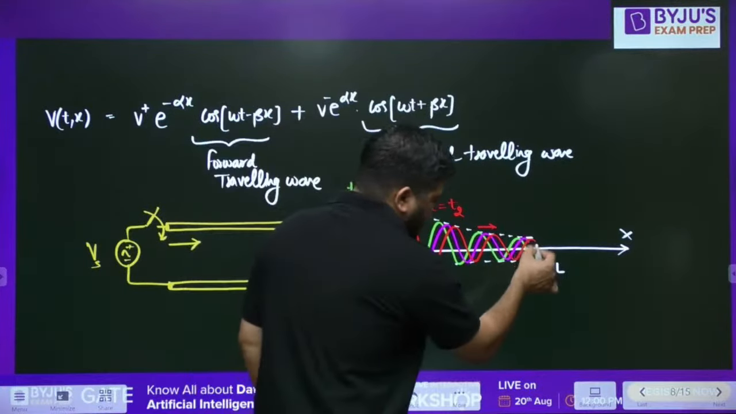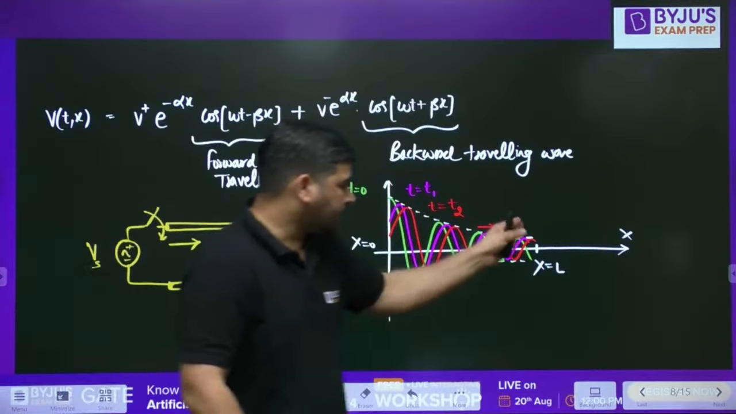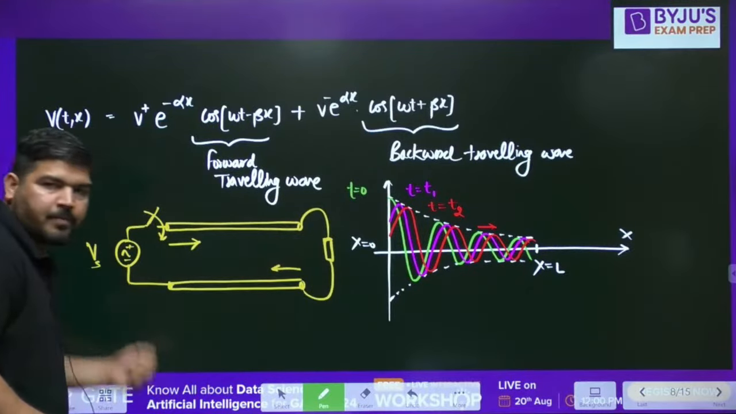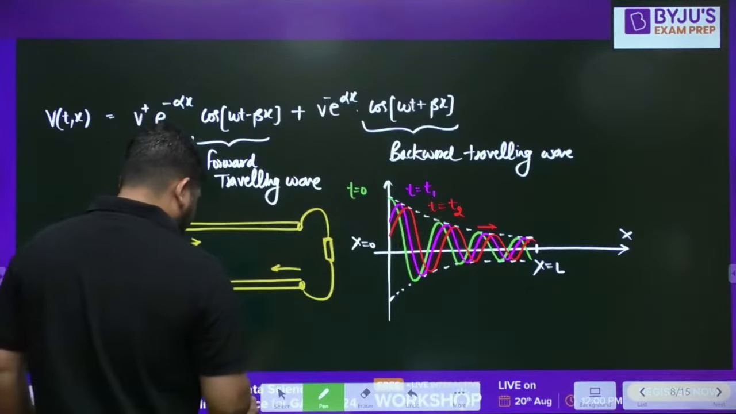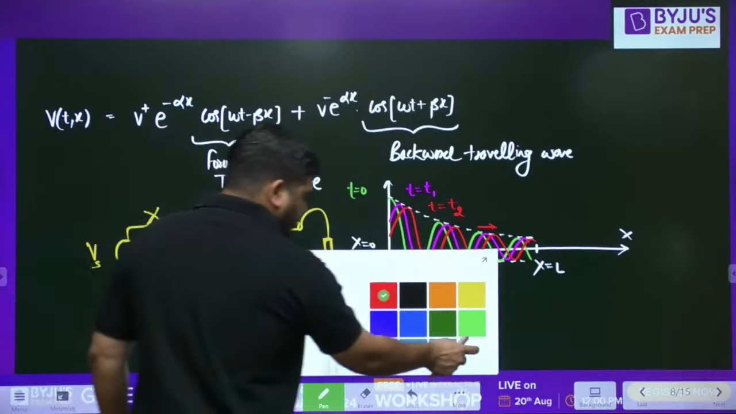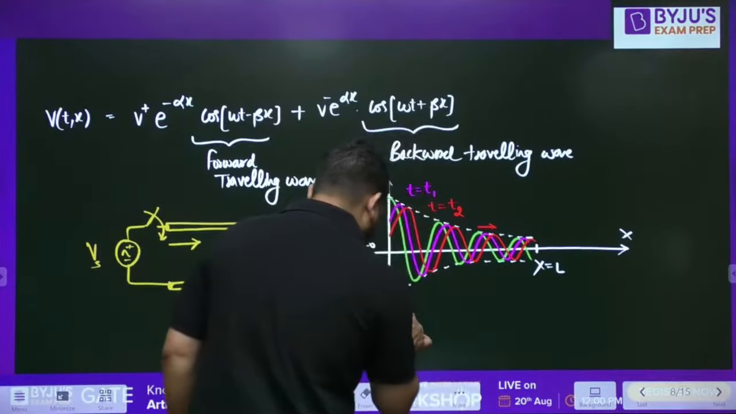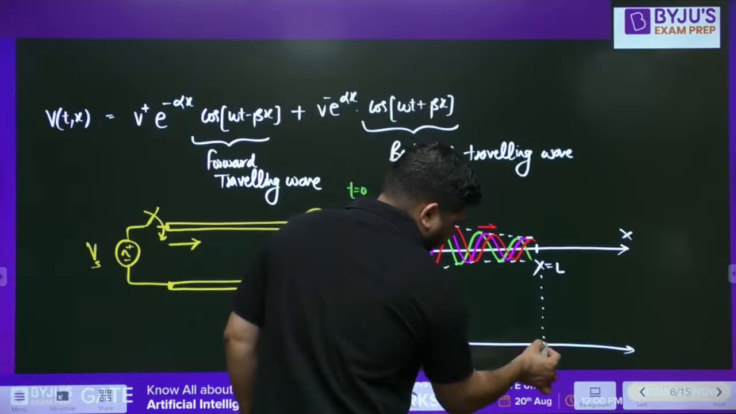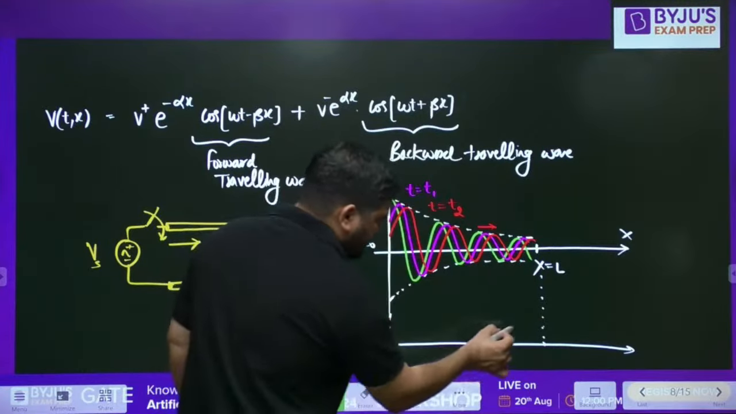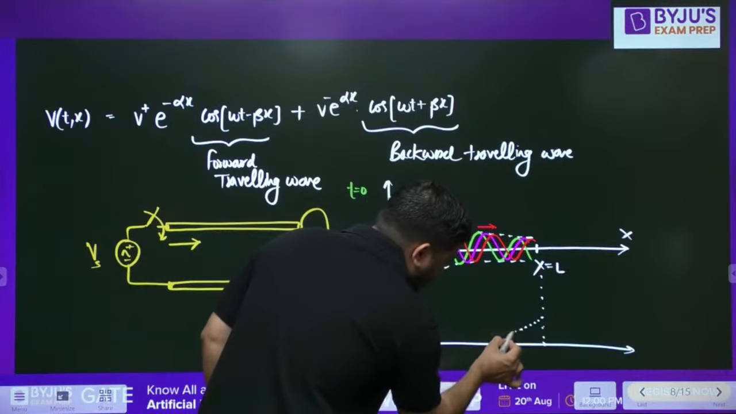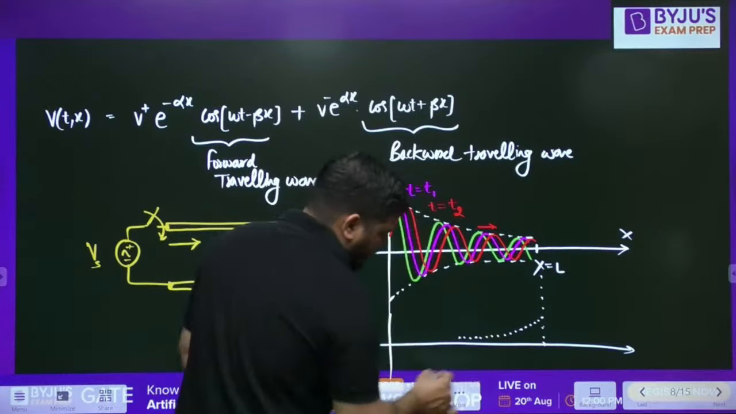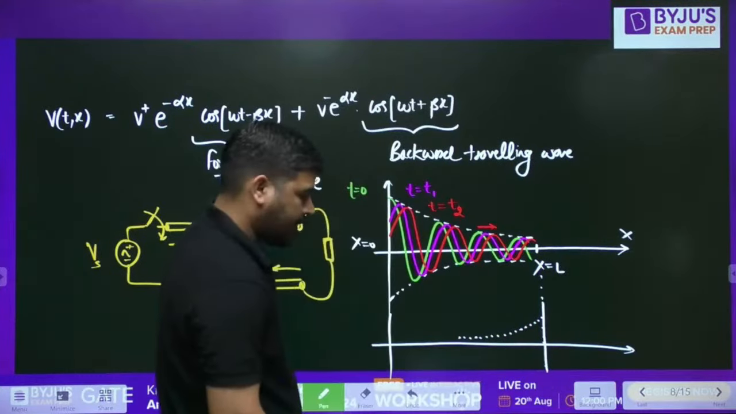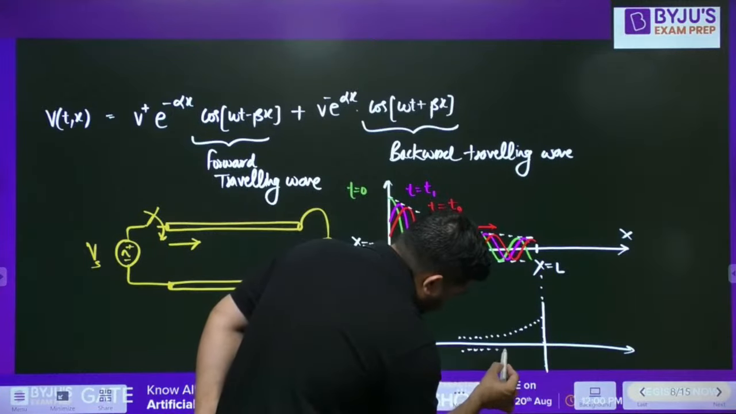After reaching this load point, some wave will be reflected, some amplitude will be reflected. And that reflected wave will look like this. Let me show that reflected wave also. Okay, this is the load point. Again, you have to draw the exponential. I mean, the wave is now coming on this side. This is the load end. Now you have to draw the replica.